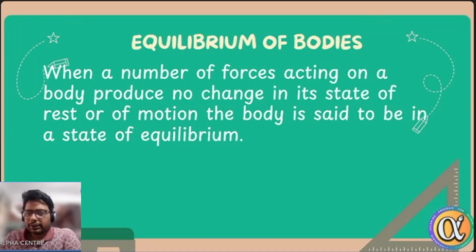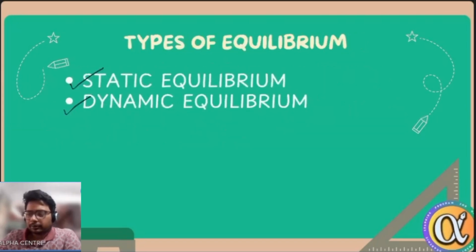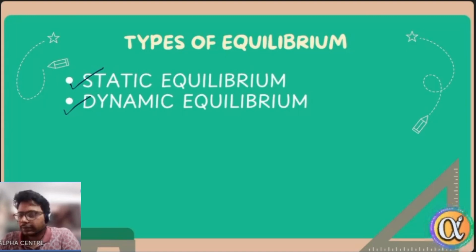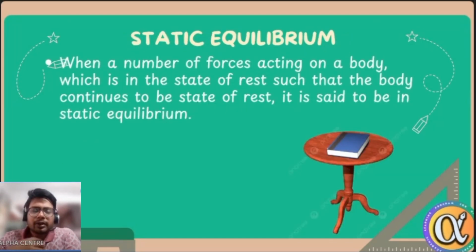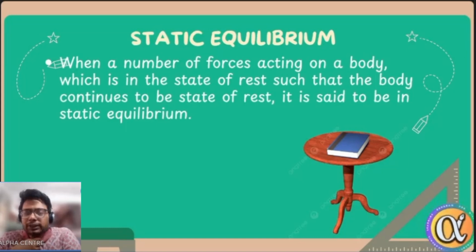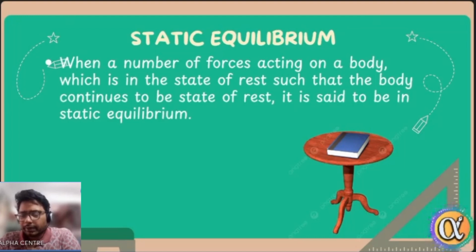Equilibrium is of two kinds. It can be a static equilibrium or a dynamic equilibrium. Static means when the body is at rest, and dynamic is when it's moving. Clear? For example, if a book is kept on a table. When a number of forces act on a body which is in the state of rest such that the body continues to be in the state of rest, it is said to be in static equilibrium, like the book on the table here.